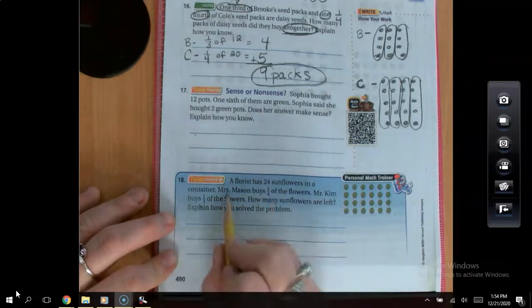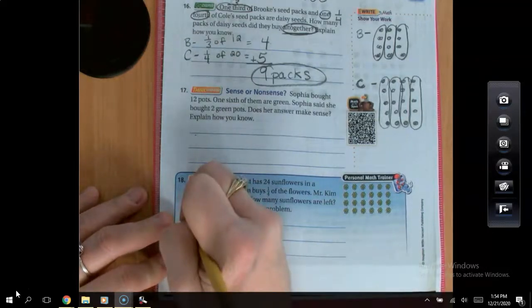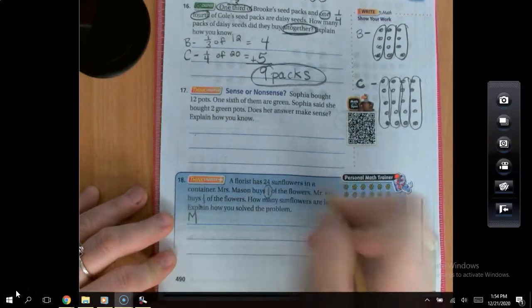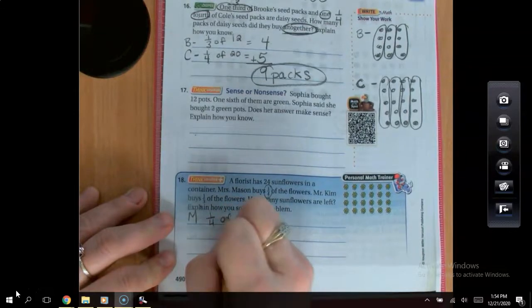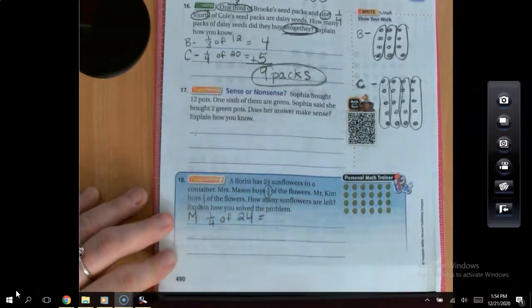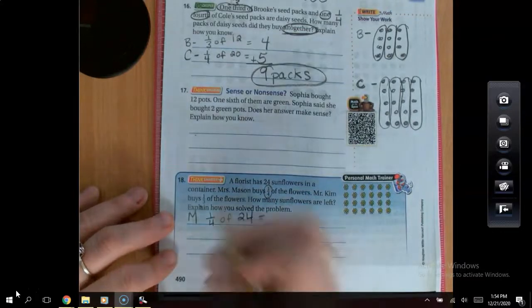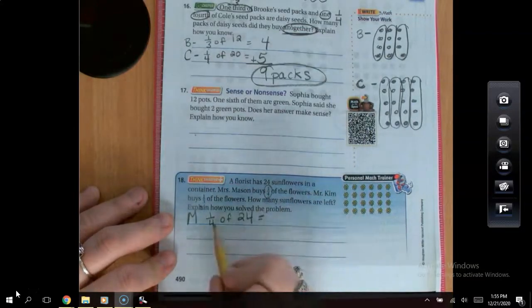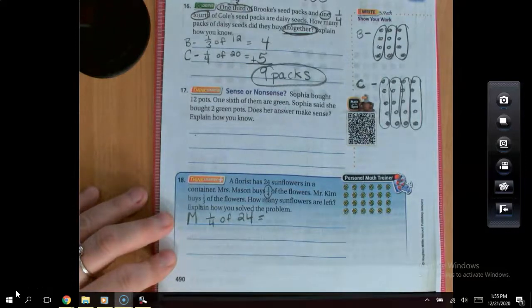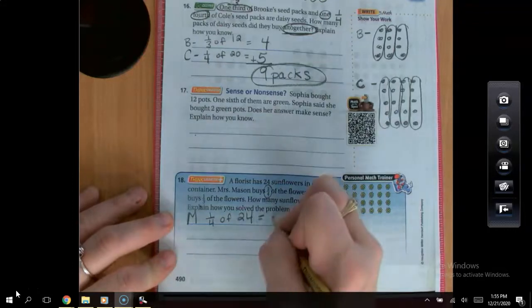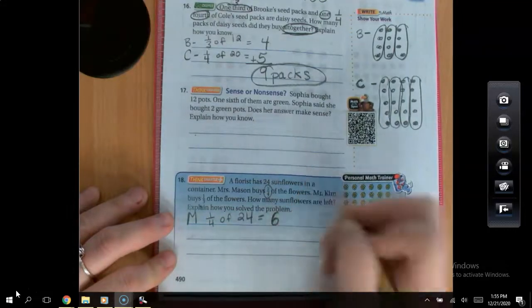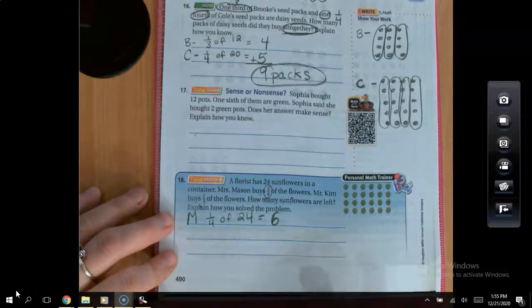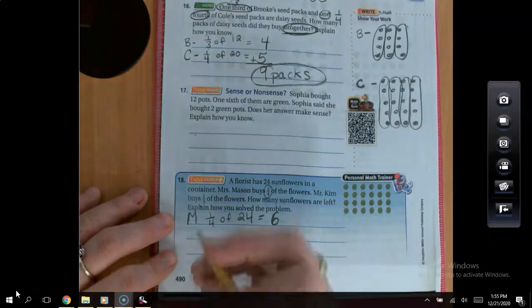Okay, well, if Mrs. Mason, I'm going to put an M for Mason, she buys 1/4 of 24. So let's figure out how many flowers she buys. Boys and girls, do you know 4 times what number equals 24? You're right, 6. You can also draw a picture. Keep on doing 4 until you get to 24.